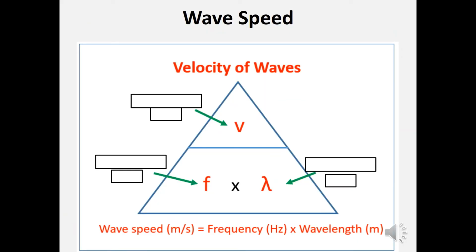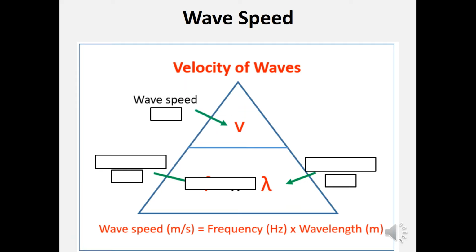Now, another thing that we are going to look at is wave speed. Interestingly, it's a very straightforward concept. Wave speed is equal to the frequency times the wavelength. And I normally start off with doing the symbol in the triangle, and then I would look at different parts.